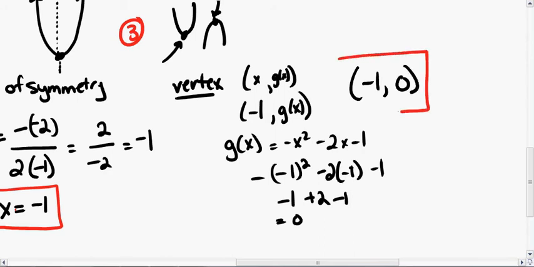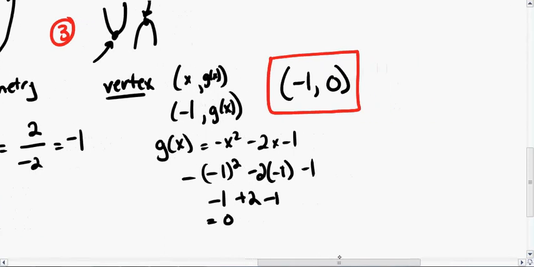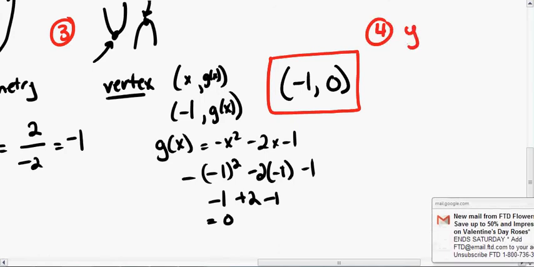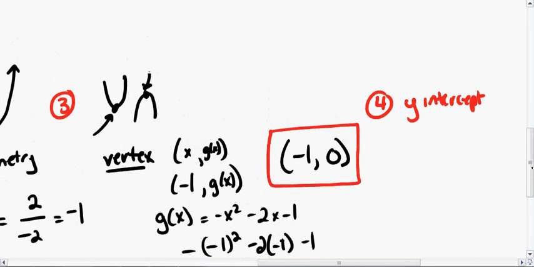So now I have an axis of symmetry. I know where my vertex is. It might be helpful to know what my y-intercept is as well. So that'll be the last thing I'm going to look for. So step 4 is the y-intercept. And the y-intercept is going to be the point where this graph crosses the y-axis. So wherever the parabola is crossing the y-axis, that's going to be my y-intercept.